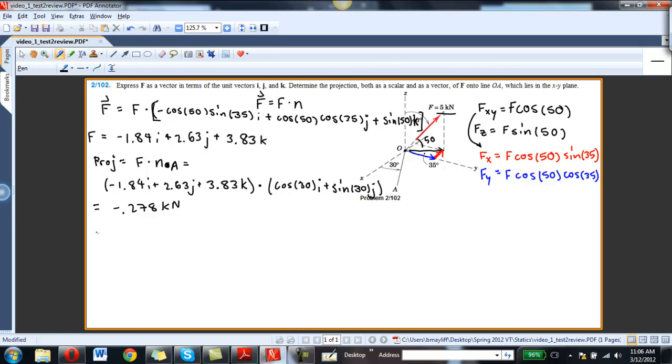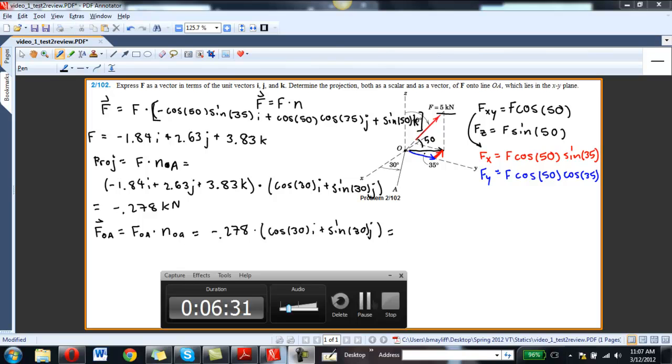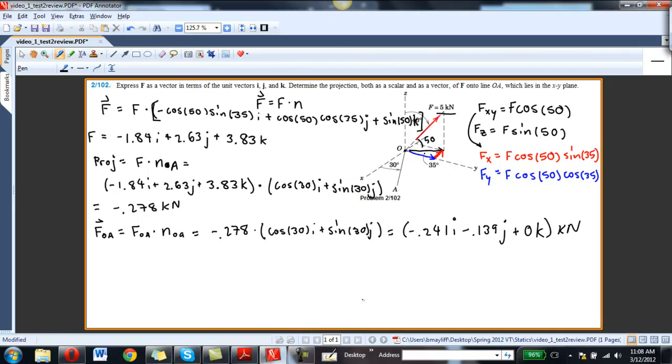So to convert it into a vector, we simply say F OA, or projection, and that is going to be this dot the unit vector, which is just going to be the same exact thing. So we're just going to have negative 0.278 times cosine 30 i plus sine 30 j, and that will give us that. Just multiplying it out, and that's basically how we solve it.